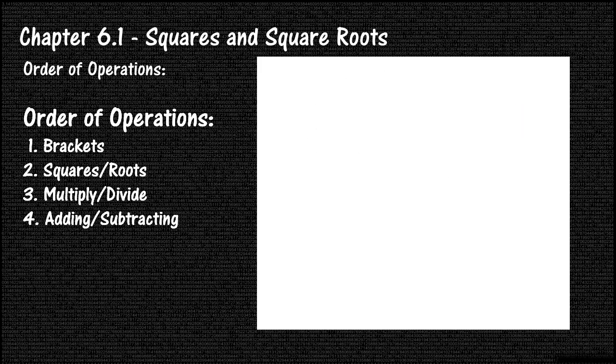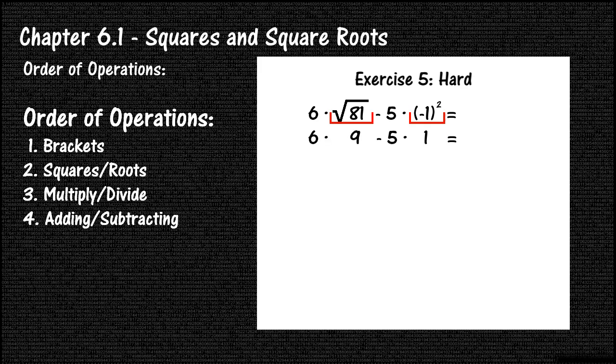Another round? What about this one? 6 times the root of 81 minus 5 times (minus 1) squared. We could save some time and solve the square and the root at the same time. We now have the line 6 times 9 minus 5 times 1. The multiplications can also be done simultaneously, so we end up with 54 minus 5, which is equal to 49.